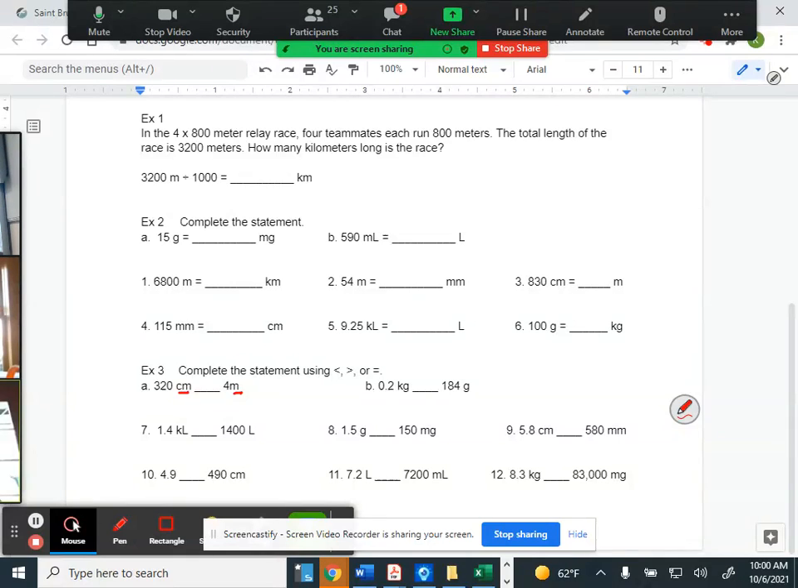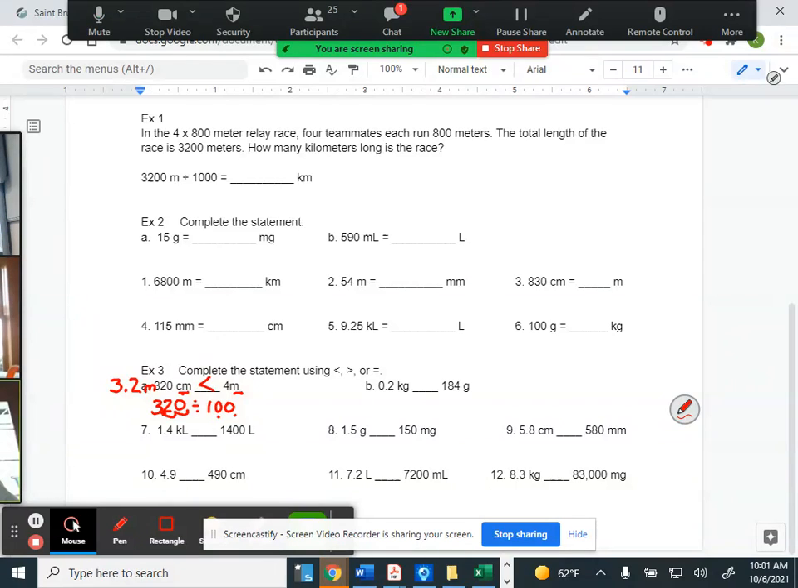So I'm going to look at this and say, to go from centimeters to meters, I'm going to go from small to big. So that 320 centimeters, centi means 100. So if I'm going from small to big, I'm going to divide by 100. So I'm going to move that decimal point over my 2 spots because there were 2 zeros. 320 centimeters is 3.2 meters. Now I can compare them because they are the same measurement. 3.2 I know is less than 4.